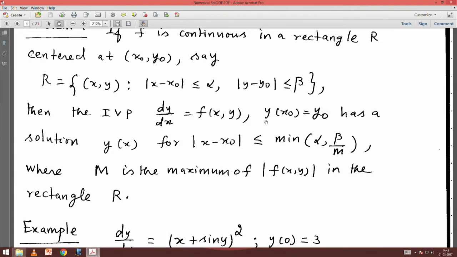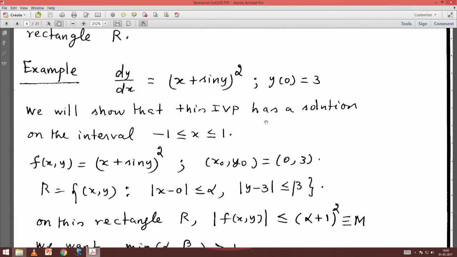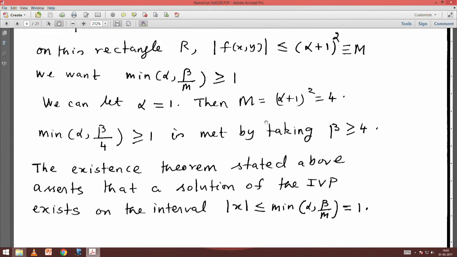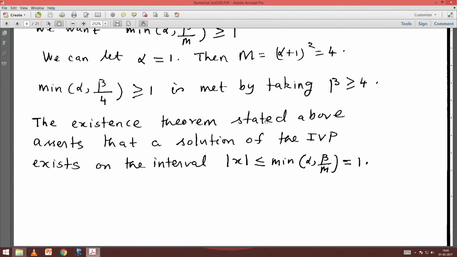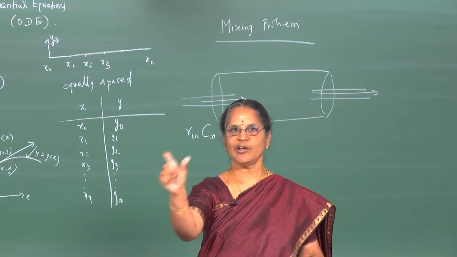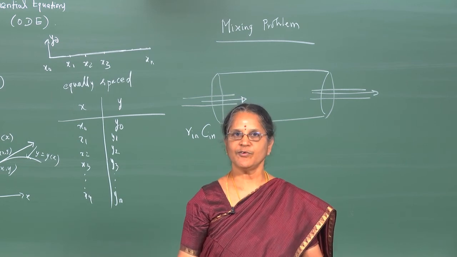So, in our case y of 0 equal to 3. It has a solution y of x for mod x minus 0 less than or equal to minimum of 1 comma beta by M, where beta is greater than or equal to 4 and M is equal to 4. Namely, the solution exists on the interval mod x less than or equal to minimum of alpha comma beta by M, which is 1. Namely, the solution exists in an interval of the form minus 1 to 1, which encloses this initial point x naught equal to 0.